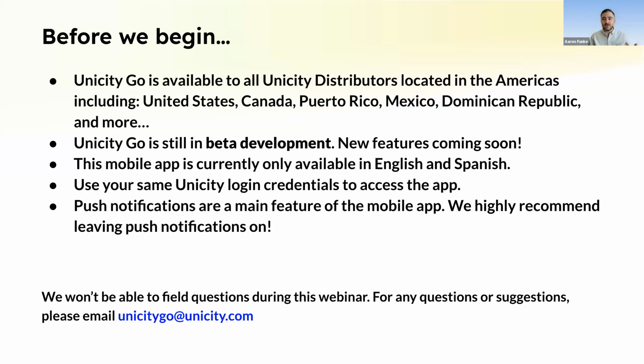So right now, the app is only available in English and Spanish. We'll be adding more languages as we get further into this year. And to log in, you're going to use your same Unicity credentials that you use to log into Shop or to Office. And again, it's only for distributors. So if a member tries to log in to this app, they're going to get a notice that says, hey, you're another Unicity distributor. And I think we may send them over to the shop.